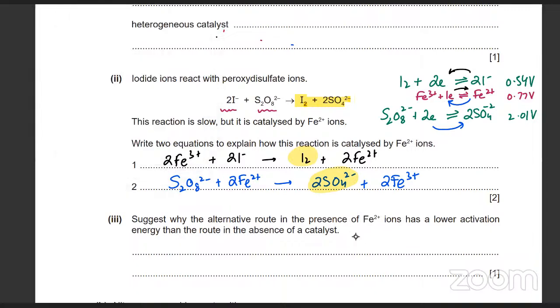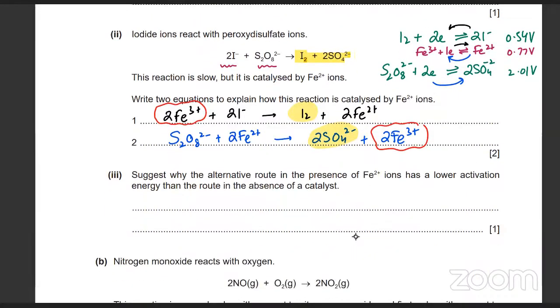It's going to be that the iron ions remain unchanged. You've got Fe3 plus, and at the end of the day, you still have Fe3 plus. So that means the catalyst is not undergoing any change. Is that clear?